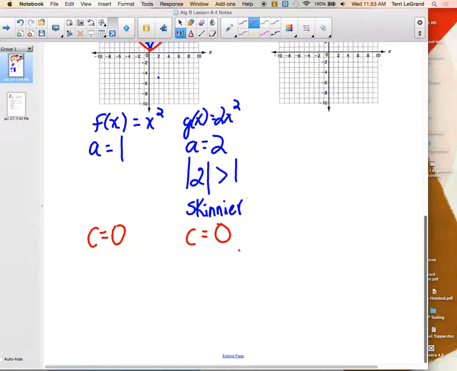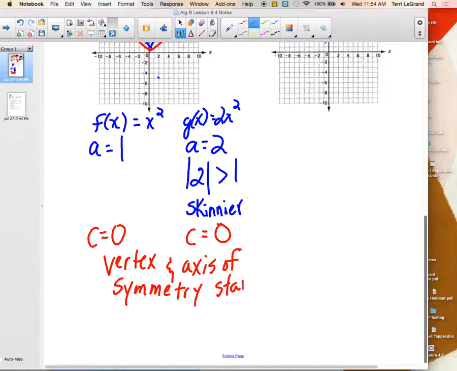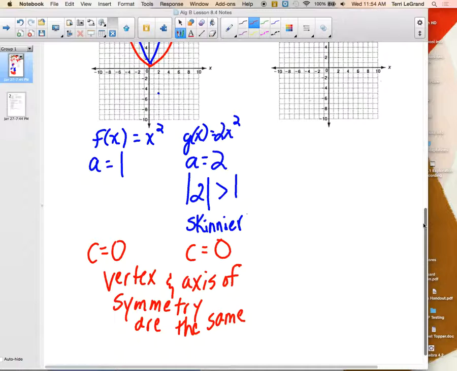So vertex and axis of symmetry are the same, because they have the same c value. So that vertex and that axis of symmetry just are the same. That doesn't change. Okay. Anybody have questions on that one before we try the next one?